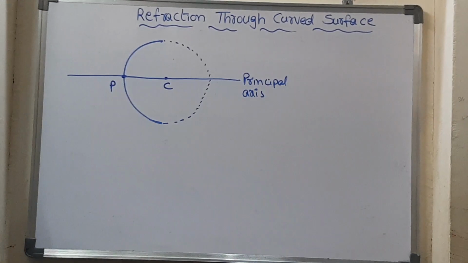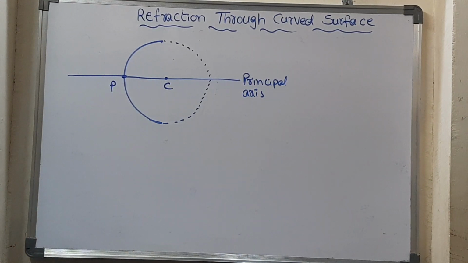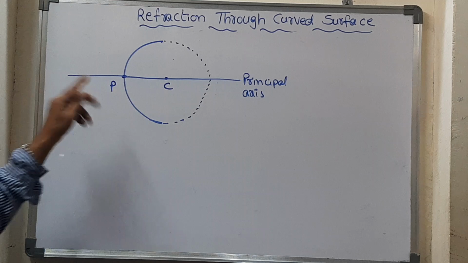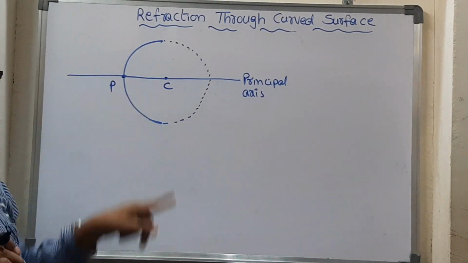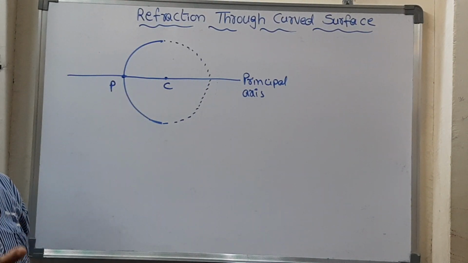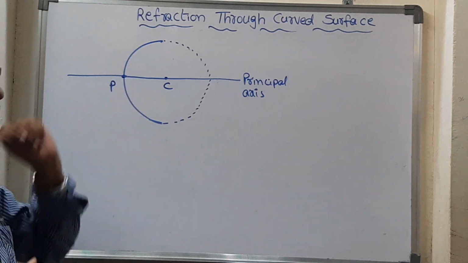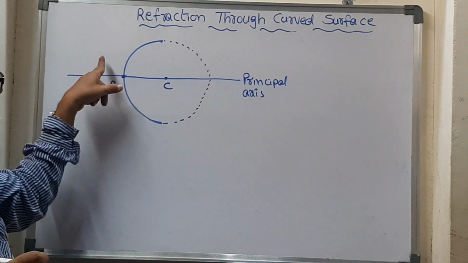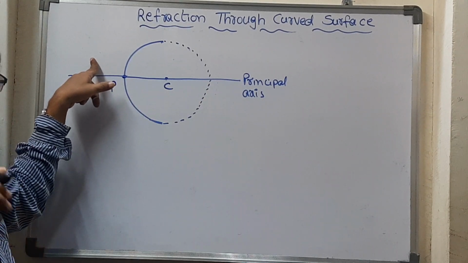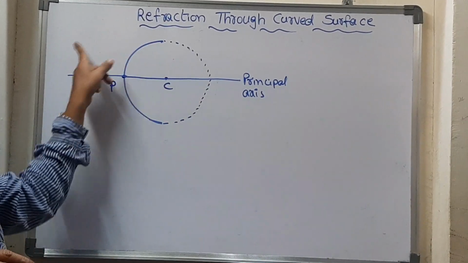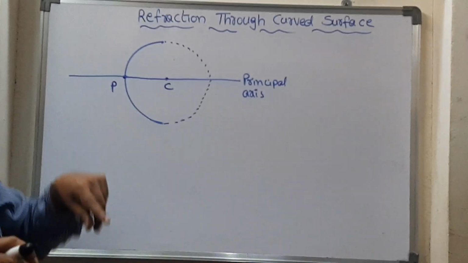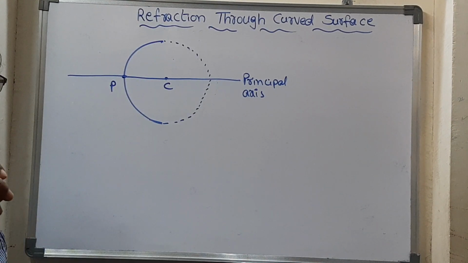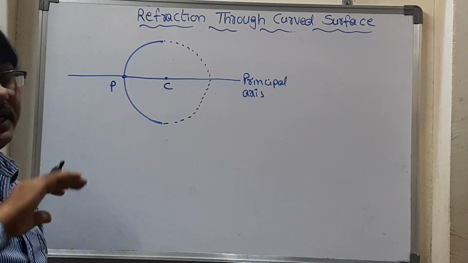What do we call that? Is a principal axis. Up to this part, okay, right. Now let us see how the light is undergoing refraction through this single curved surface. Let us take the light ray outside of this sphere, meaning the incident ray takes place outside of the curved surface.